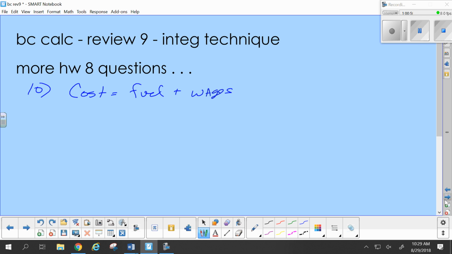In this case, is it 21 or 22? In 21, they say the fuel cost function is C equals V squared over 600, and that is cost as a function of velocity, in dollars. They also say that the wages of the driver are $5 per hour.